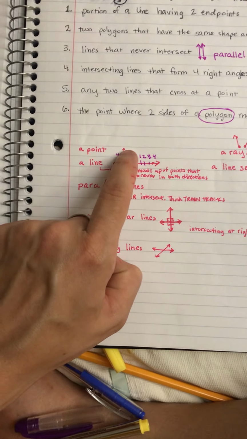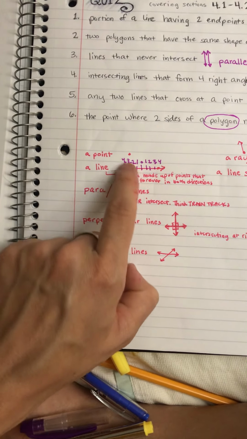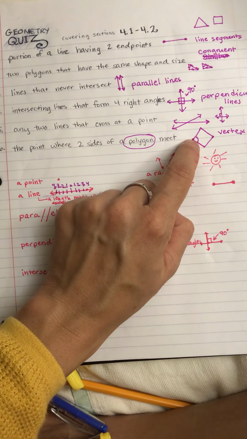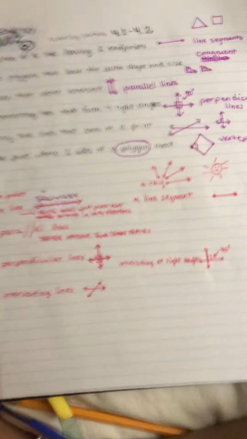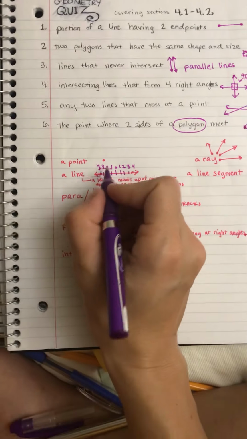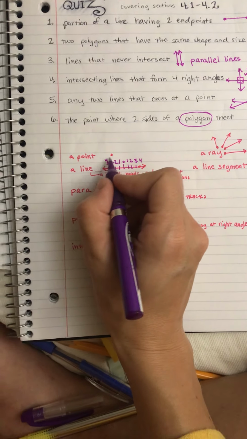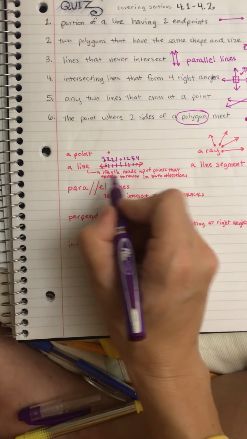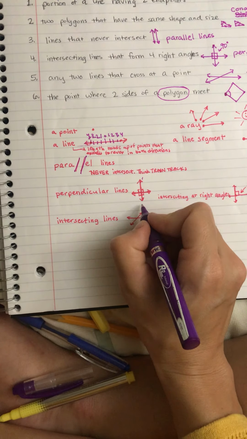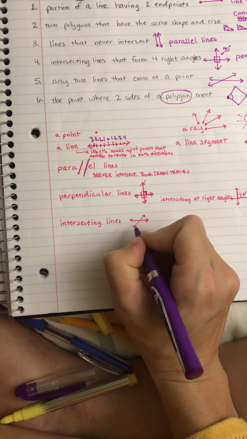Anyway, let's see. These, we can go over briefly, but a point is just a point. The points can be on a line, or like we had it here, we wanted to know the point where those 2 met. You've got that one. A line does not end. Parallel lines never intersect. Perpendicular lines definitely intersect, and they have to form 90-degree angles.